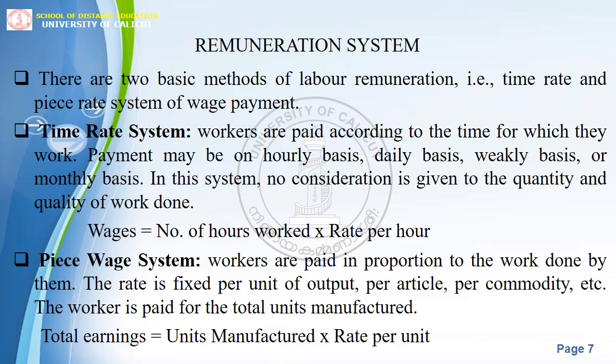There are two basic methods of labor remuneration: time rate and piece rate system of wage payment. Time rate system refers to where workers are paid according to the time for which they have worked. The formula is number of hours worked into rate per hour. Piece wage system refers to where the workers are paid in proportion to the work done by them. That is, the total earnings or the wages are calculated as units manufactured into rate per unit.